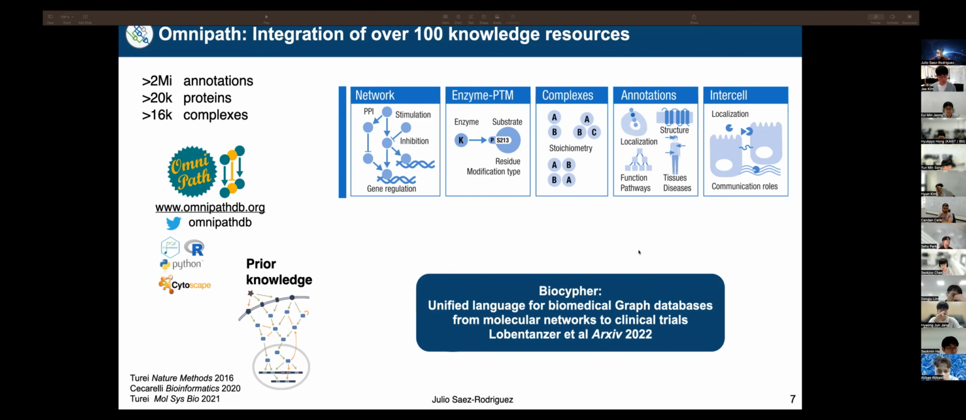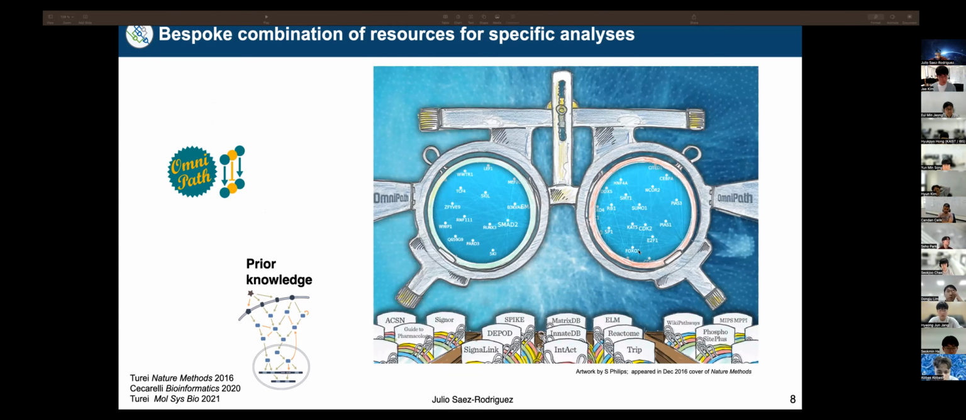But regardless of how you access the knowledge, different databases and different knowledge typically have trade-offs between coverage and quality, or focus on a particular type of biological context. Because with Omnipath you can access so many different resources and try them, it's similar to when you wear glasses and try different lenses and pick the one you see best with. So with Omnipath, you can pick the right resource for the analysis at hand.